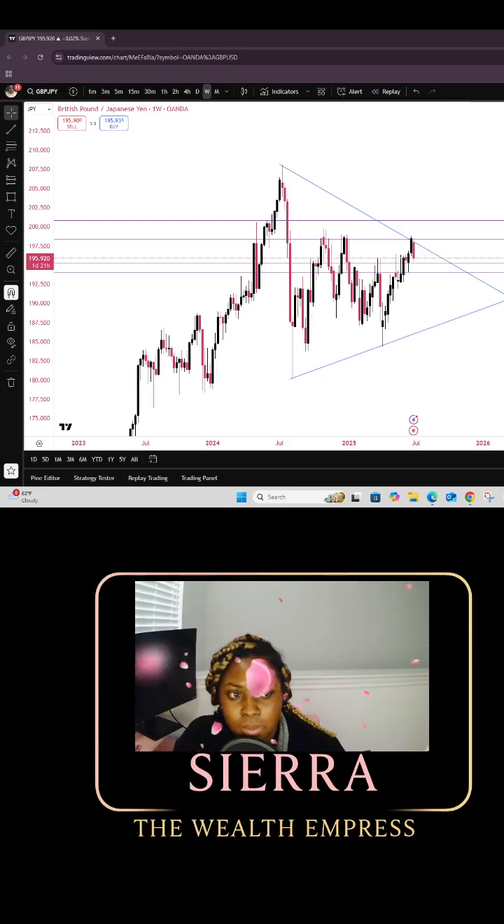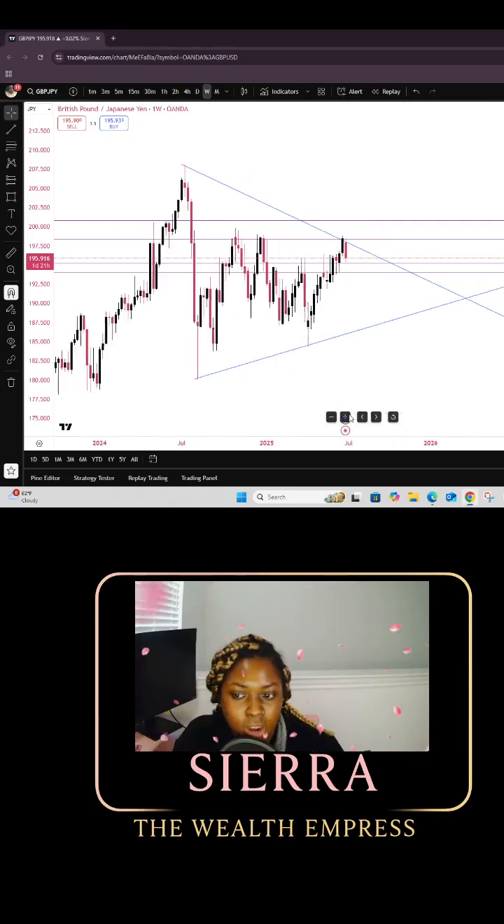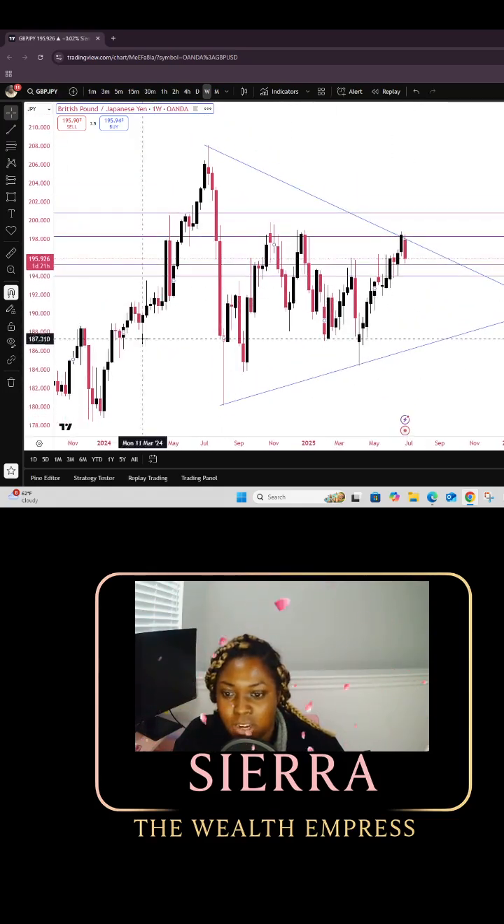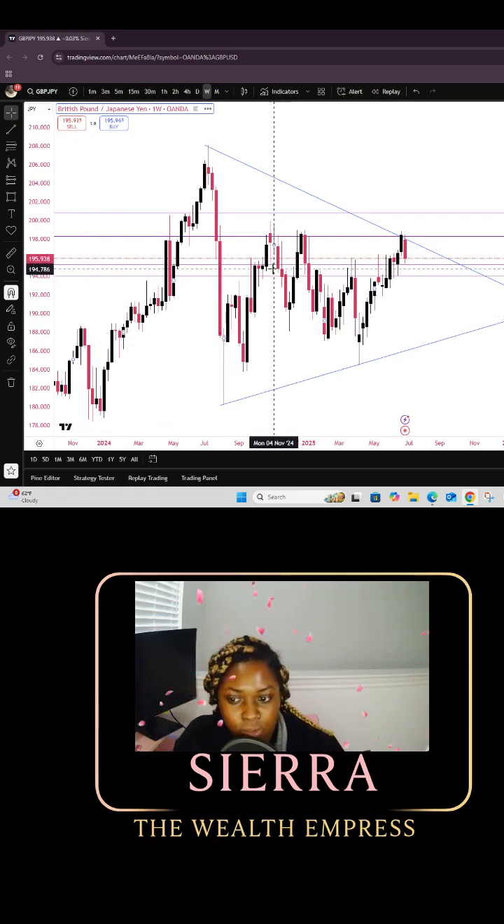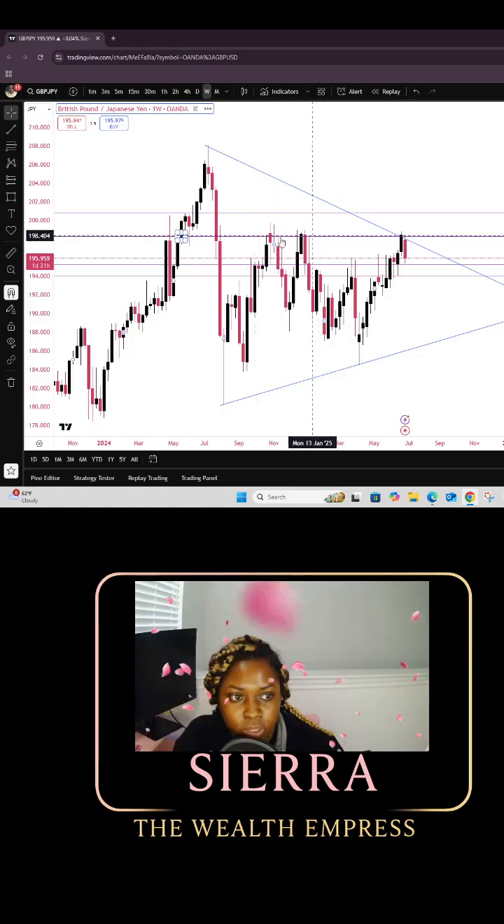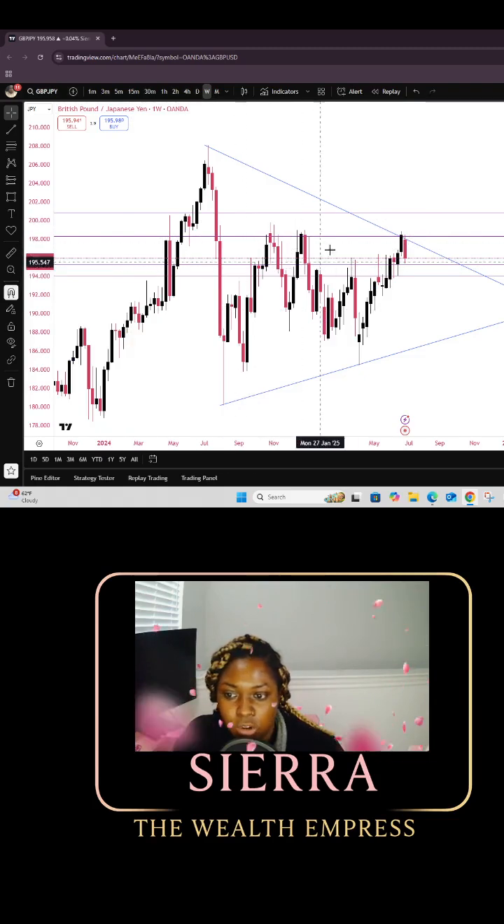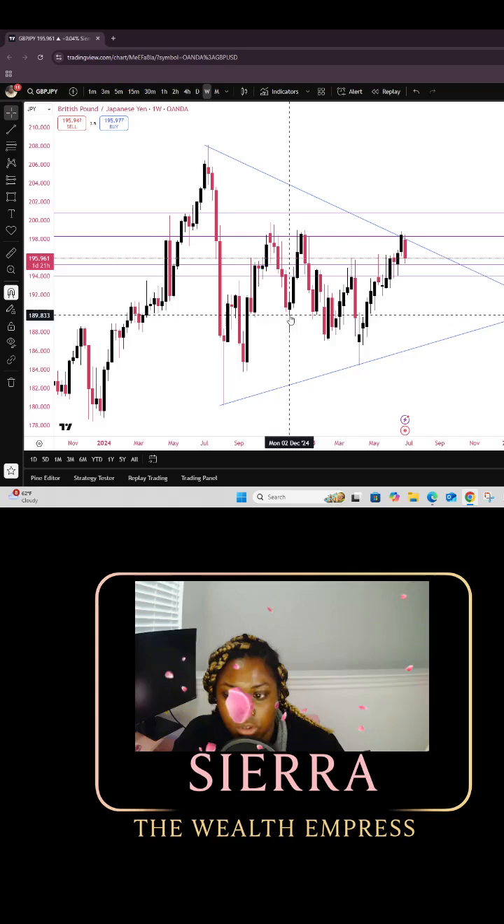Can I explain what I'm specifically doing? I thought I was doing that. So we're doing our top-down analysis. We started on our monthly. We marked up fair value gaps, and these are areas that price rejects from, okay? So we're looking for our zones that we look for our entries on, okay?